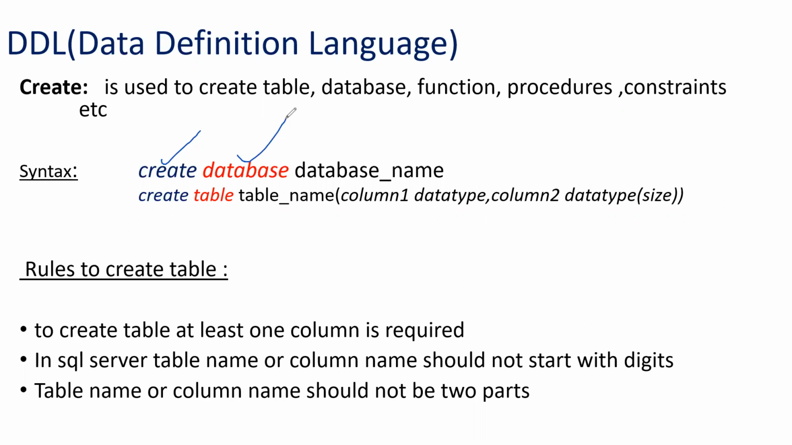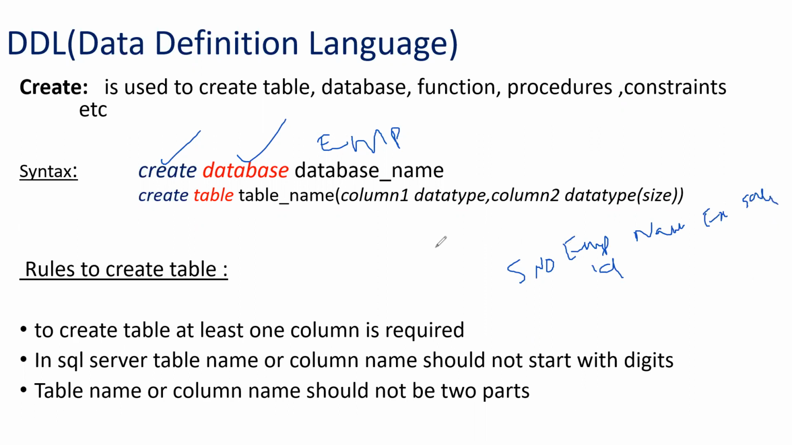Now what is the database name? For example, employee, EMP, employees. Okay, this is the employee database. Fine. What are the details you want to store? For example, serial number, employee ID. You must have ID, his name, and experience, salary, all those things.